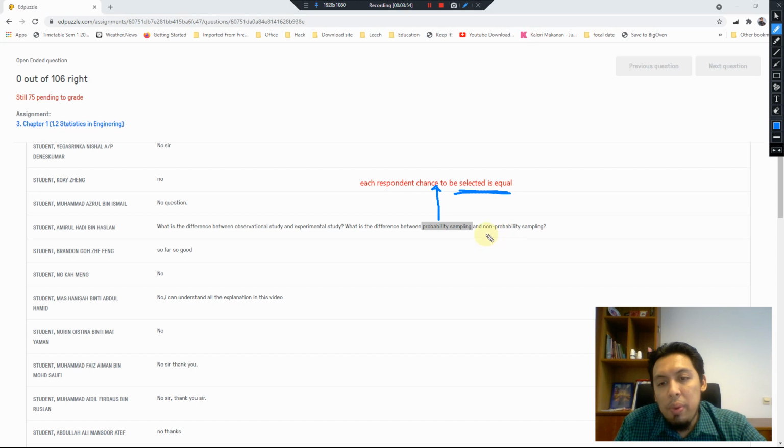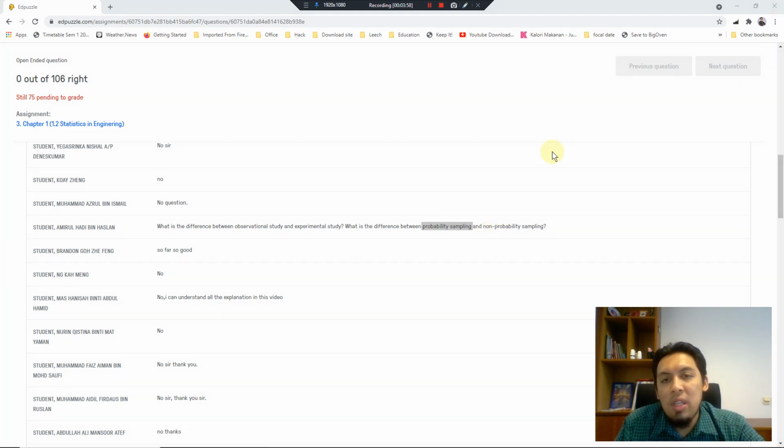As for non-probability sampling, they don't really consider that. They don't really consider the equal chance to be selected. So they will just choose anyone they like, anything they like as a sample, which is not really statistical or mathematical. We don't conduct non-probability sampling in statistics.